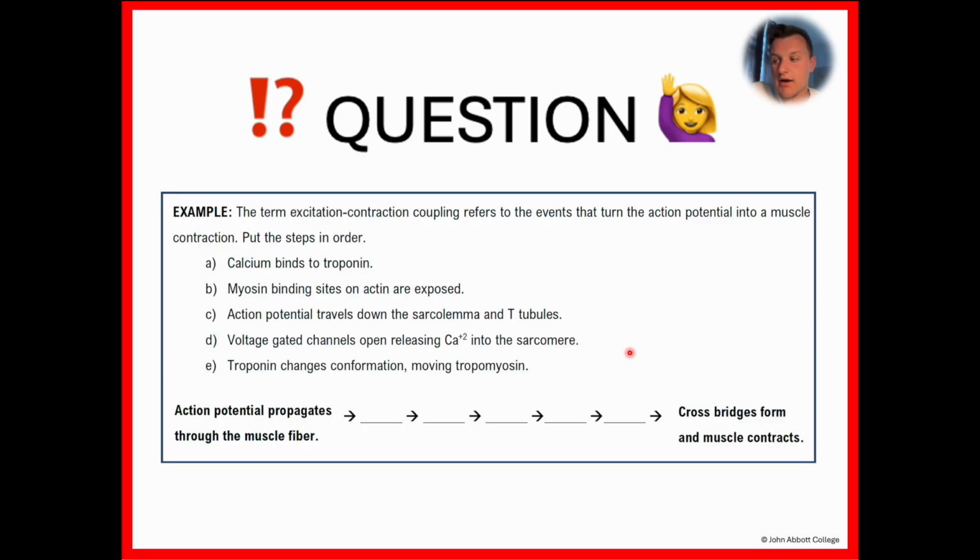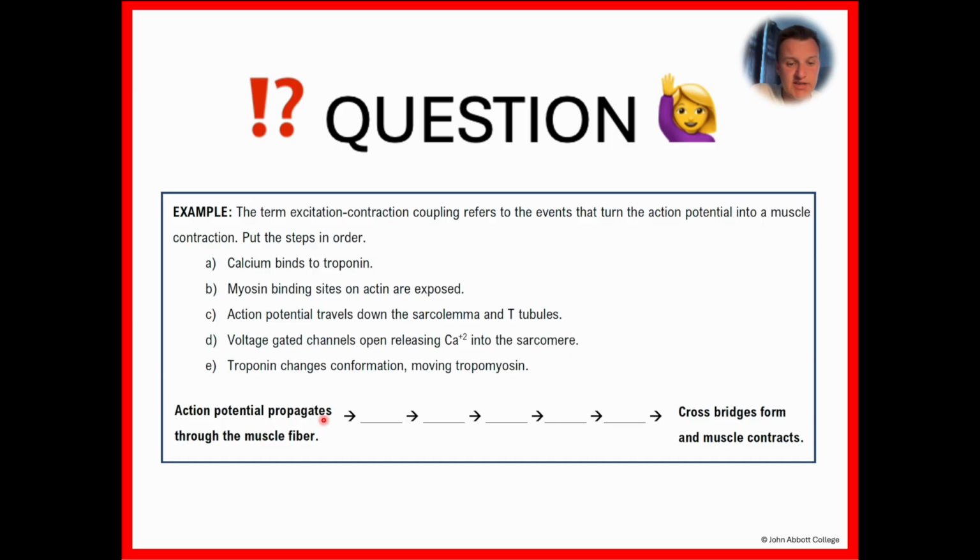So now I want you to attempt this one. The term excitation contraction coupling refers to the events that turn the action potential into a muscle contraction. Put the steps in order here. So I want you to pause the video and try to do this.